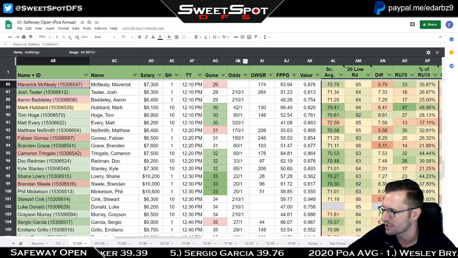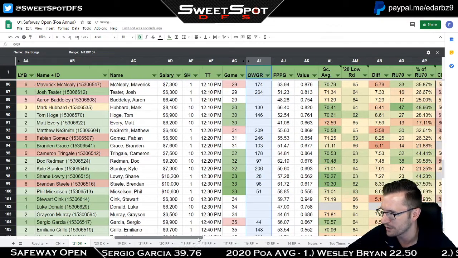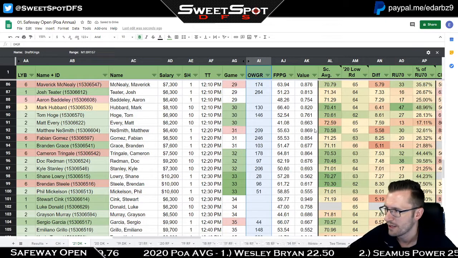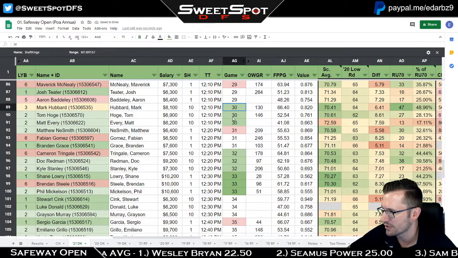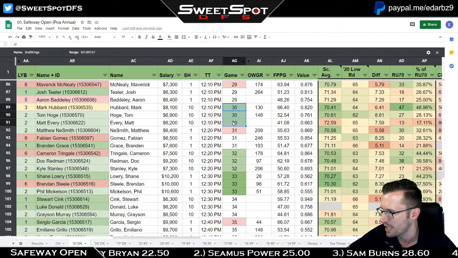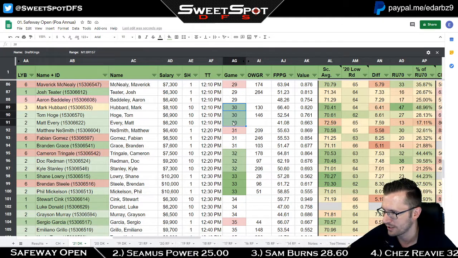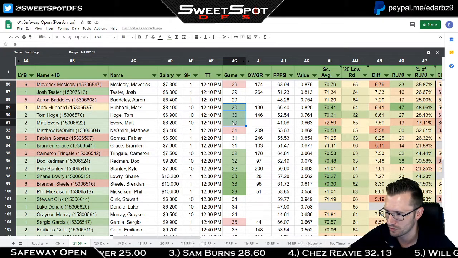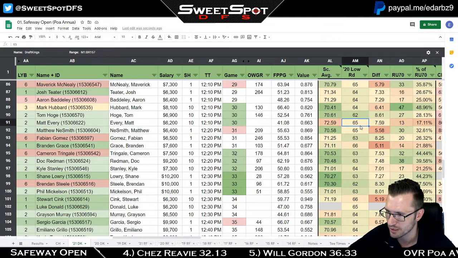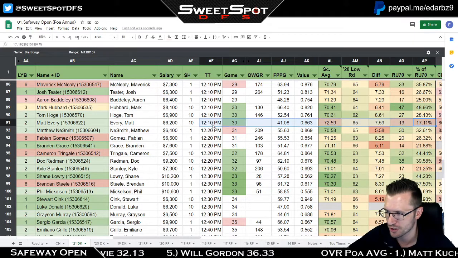Unfortunately, I can't. Actually, let me hide the odds. We don't need to be looking at odds. There you go. Here's an interesting group: Mark Hubbard, Tom Hoge, and Matt Every. Matt Every can go low. Last year, he didn't so much. 65 was his lowest round. His numbers are just putrid.